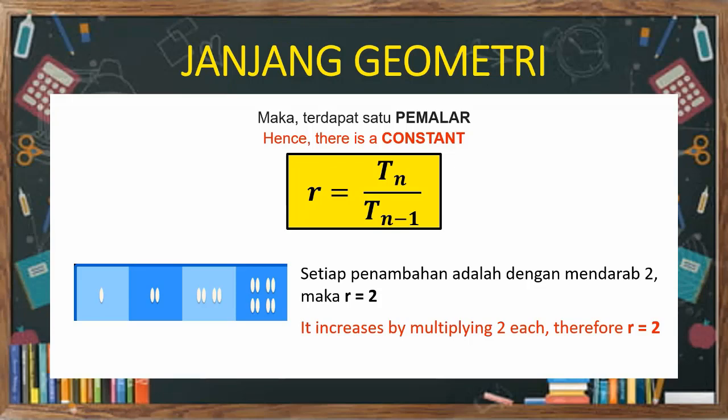Hence, there is a constant. It increases by multiplying 2 each. Therefore, the constant is 2. The R is 2.